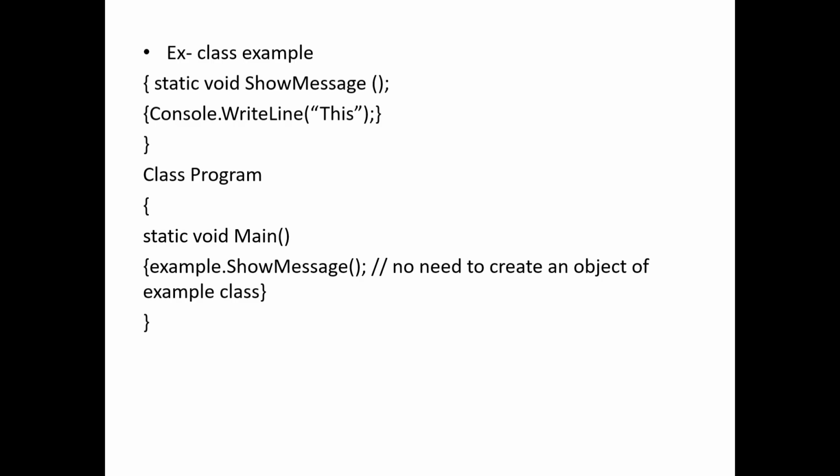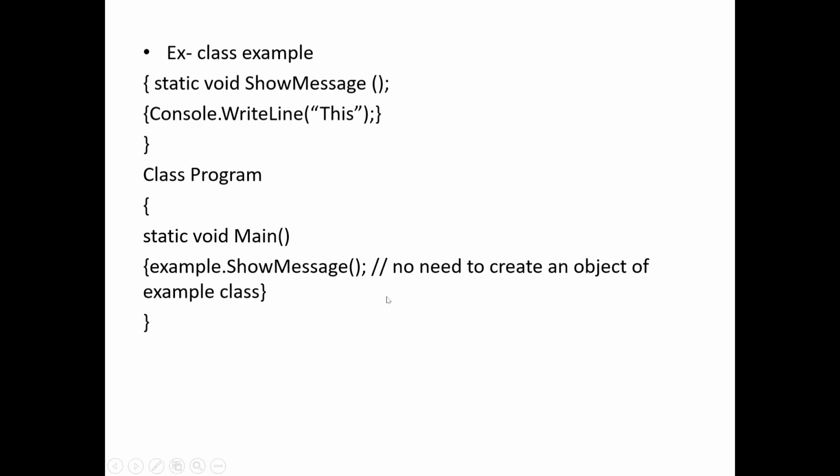Now because this is static, it does not belong to the instance, it belongs to the class. So we just call it with the class, like Example.ShowMessage. No need to create an object of the Example class. So this is what static means, and this is beneficial because we do not have to make an instance of the class. We can call it simply with the class itself.